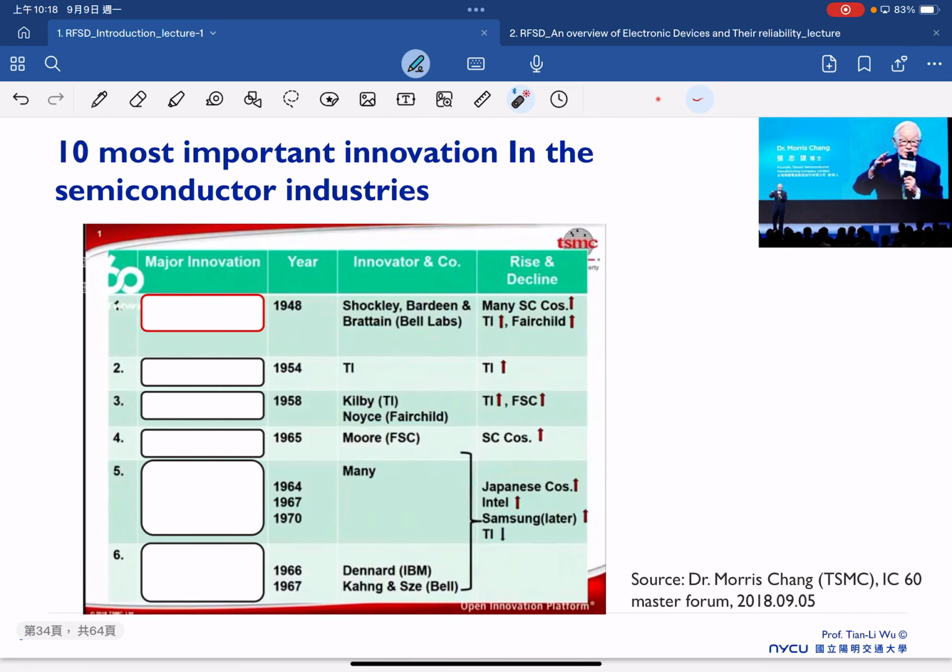If you look back at what would be the 10 most important innovations in the semiconductor industry, I think of Dr. Morris Chang's talk in 2018, at the forum celebrating 60 years of the semiconductor. He made a very great speech and summary of what, from his point of view, were the 10 most important innovations in our semiconductor history. For sure, the first one is definitely related to the transistor.